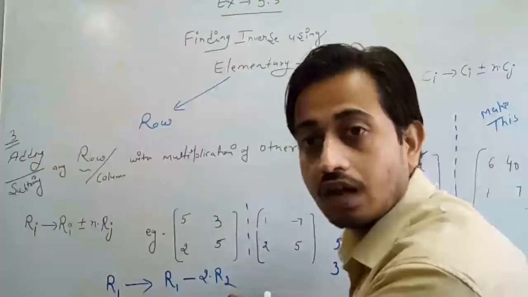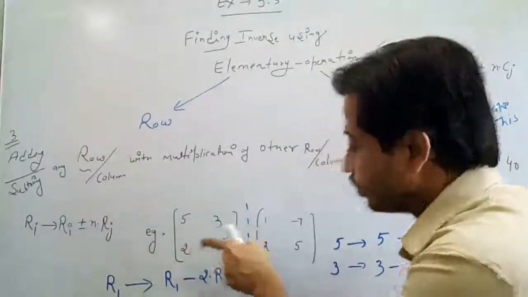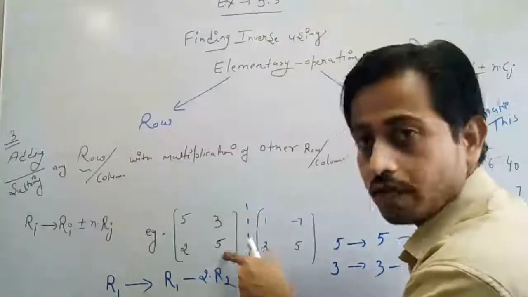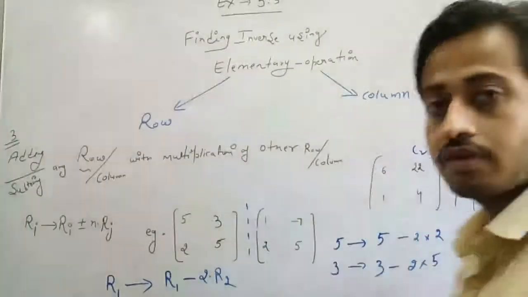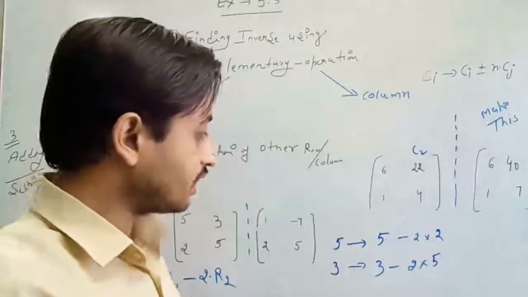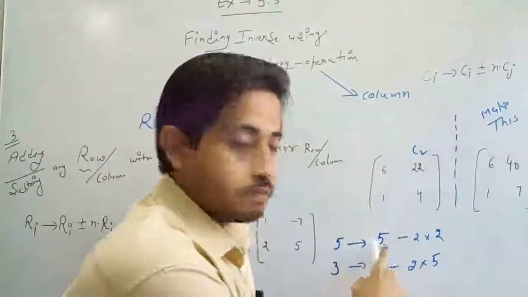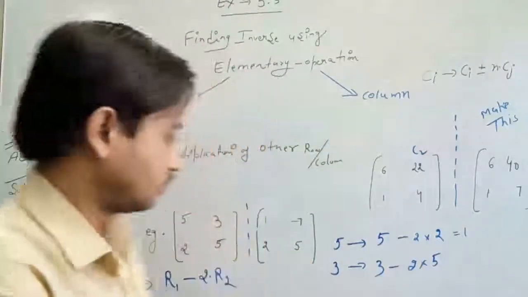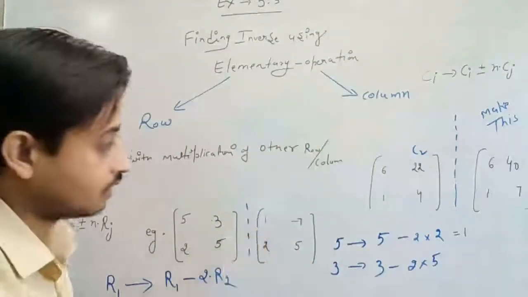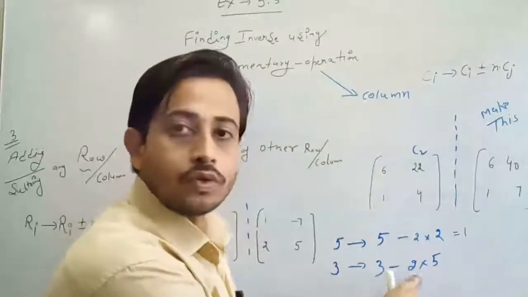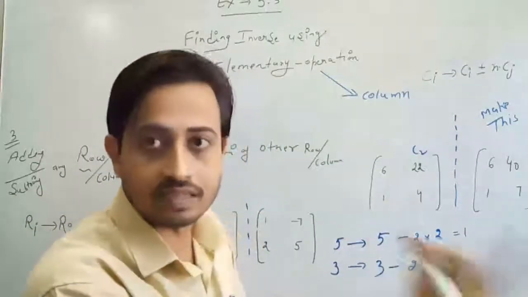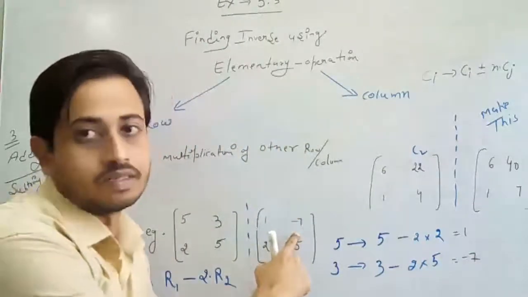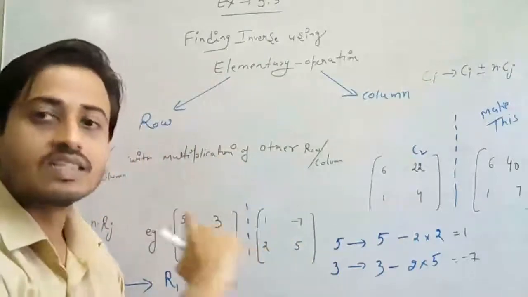On which R2, the corresponding element of 5 is 2, so we have to use 2 here. And the corresponding element of 3 is 5, so we have to use 5. Now you have to solve it. What will we get? 5 minus 2 into 4, 5 minus 4, we get 1. So this is our new first element. Now solve this: 3 minus 2 into 5, that is 10. 3 minus 10 is minus 7. This is our second number. I hope you understand this concept.